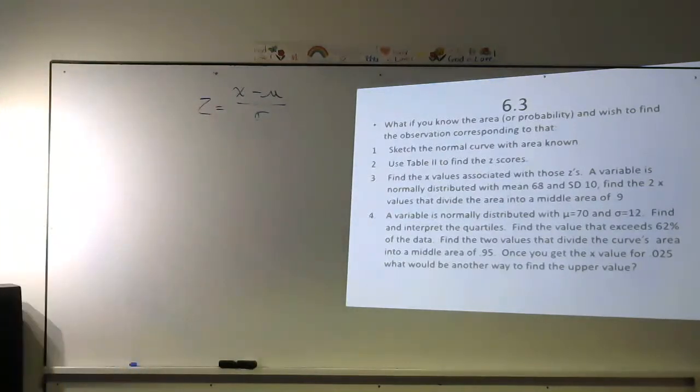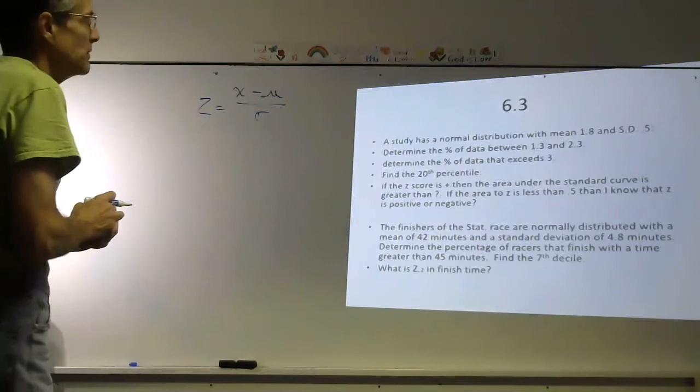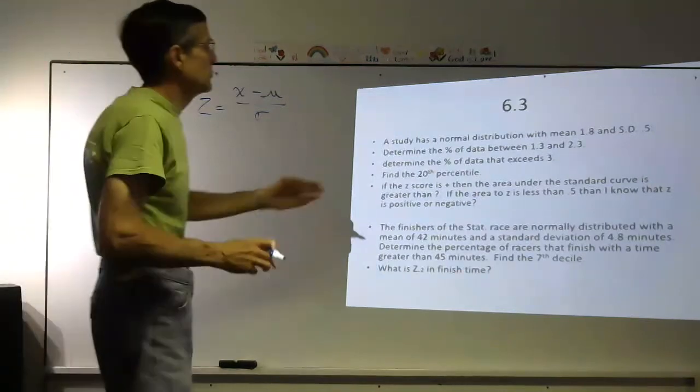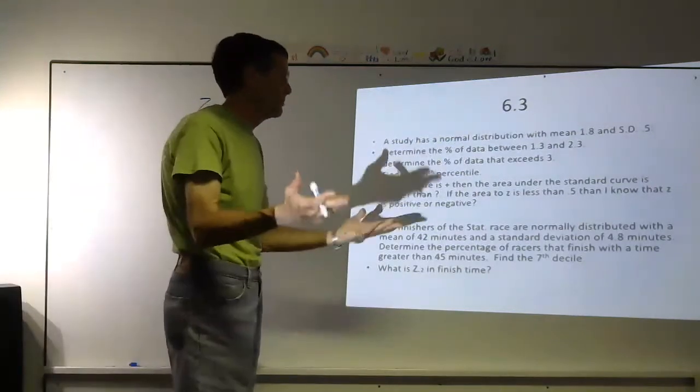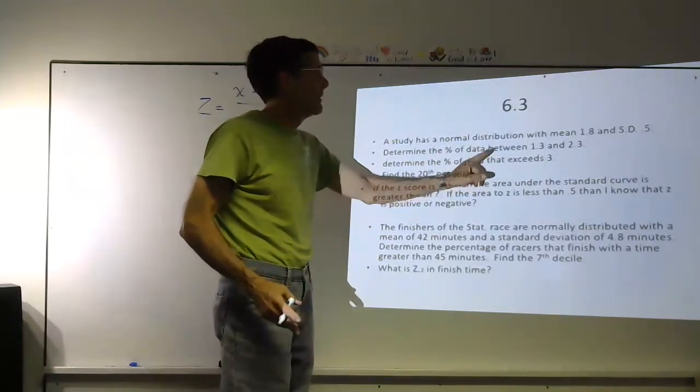Great stuff. Okay, a study has a normal distribution, mean of 1.8, standard deviation of 0.5. Determine the percentage of the data between those two. We've done a couple of problems like that. Determine the percentage of data that exceeds 3.